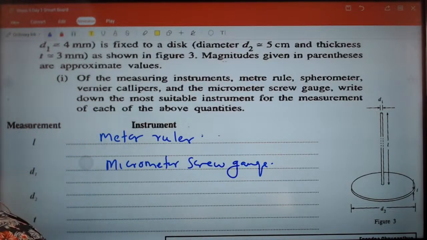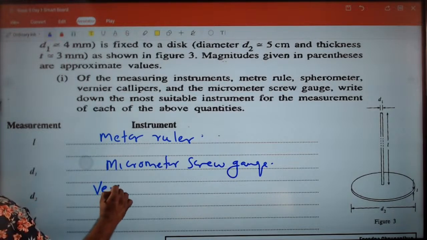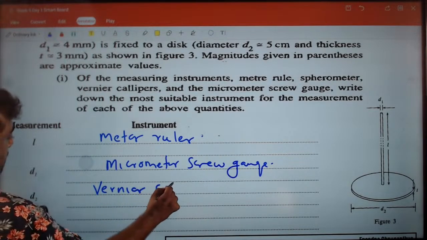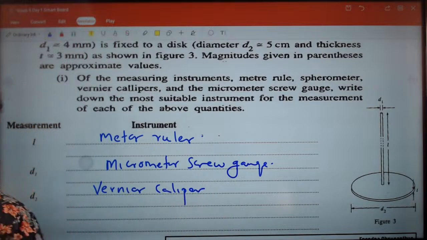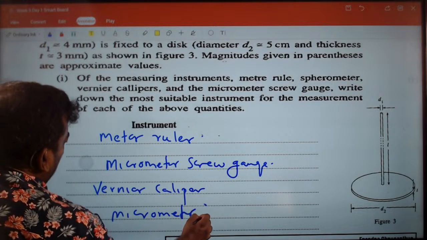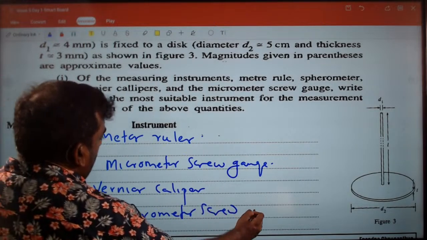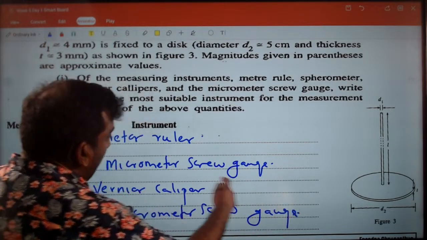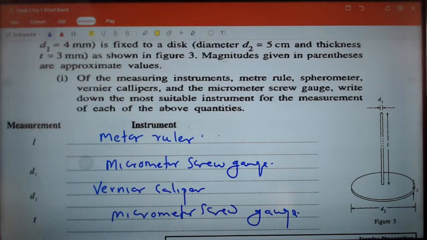Next one, D2, bigger: vernier caliper. Vernier caliper can be used there. Thickness T again: micrometer screw gauge. Don't write MSG. Correctly write micrometer screw gauge.